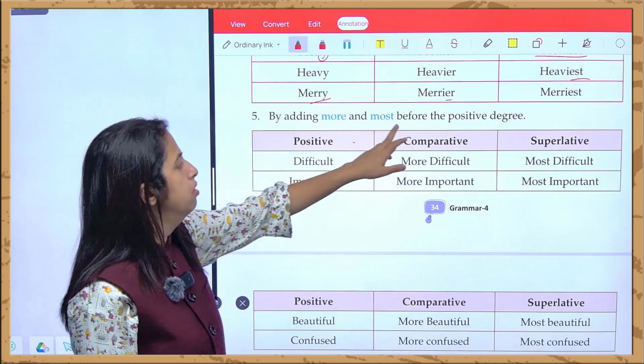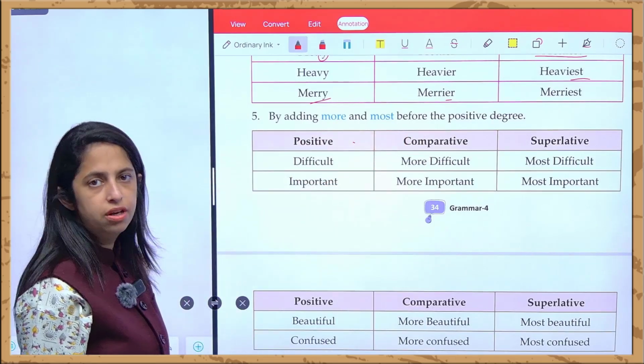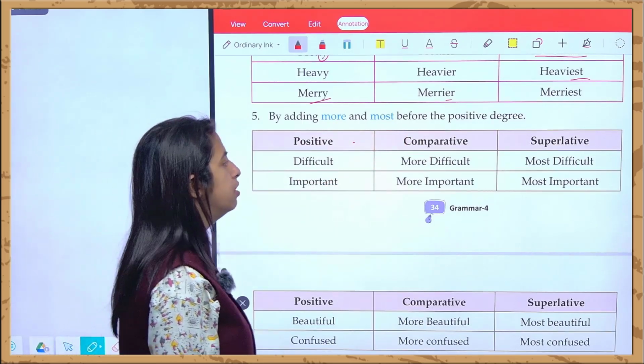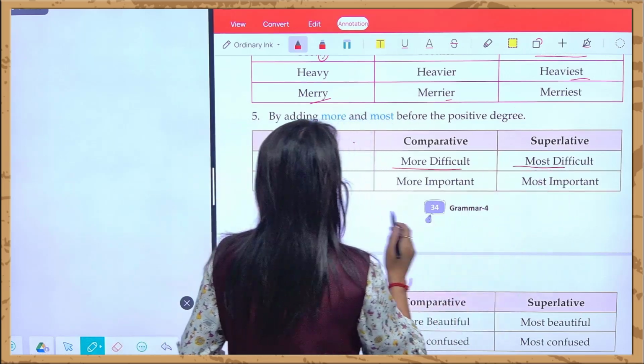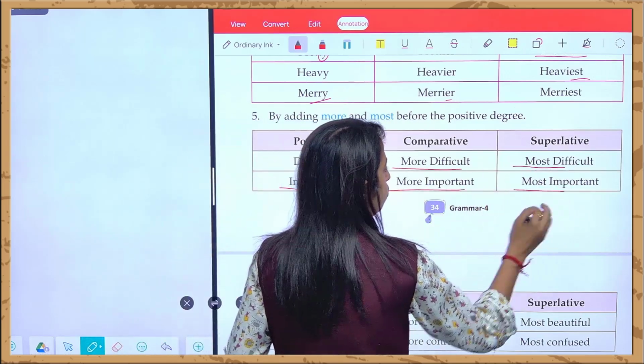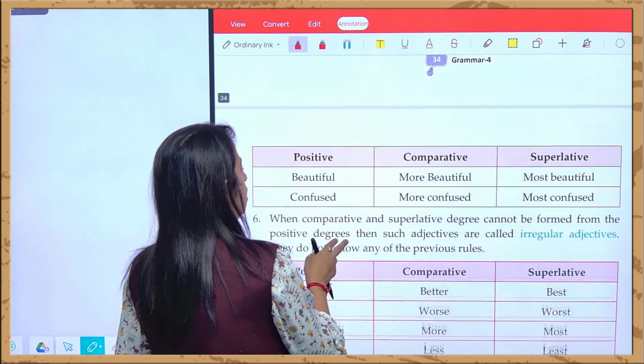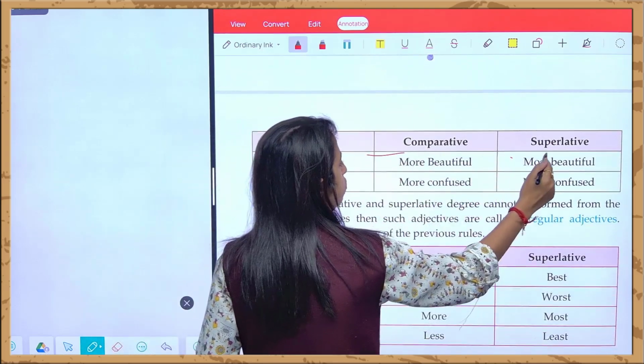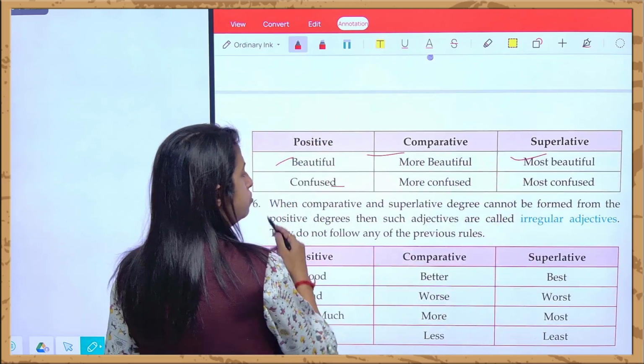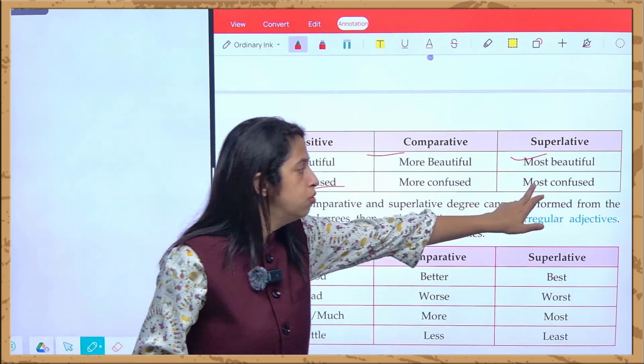By adding more and most before the positive degree से पहले, जैसे कि difficult का more difficult, most difficult, important का more important, most important. Next is beautiful का more beautiful, most beautiful, right? Confused का it's more confused, most confused.